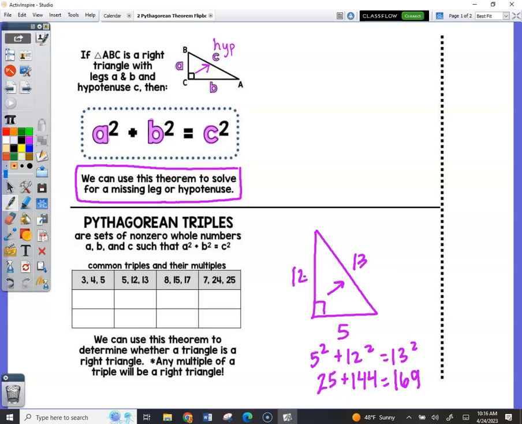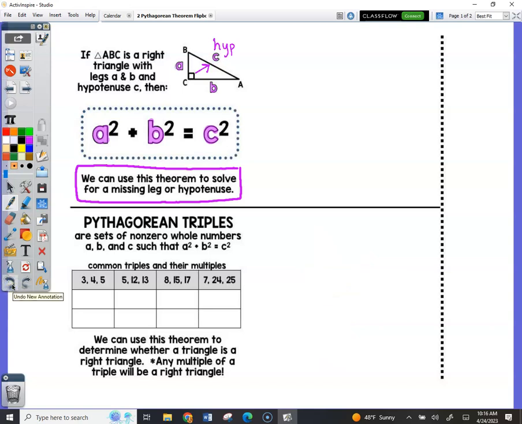right triangle. Now, if I was to stand here and do this again with these numbers and these numbers, we would still get true statements. That's because they're called Pythagorean triples. A Pythagorean triple means numbers that if I plug them into the Pythagorean theorem, it makes a true statement, okay?